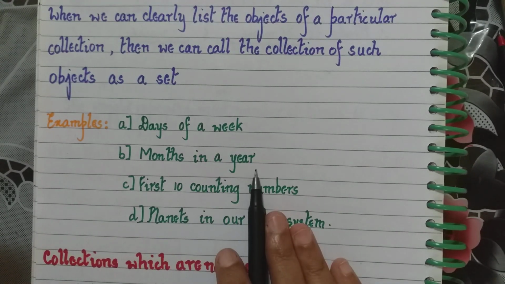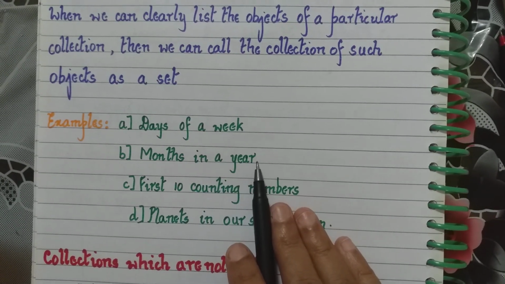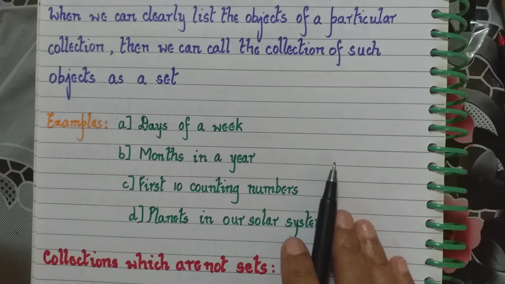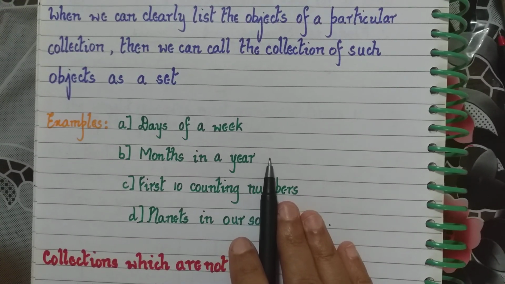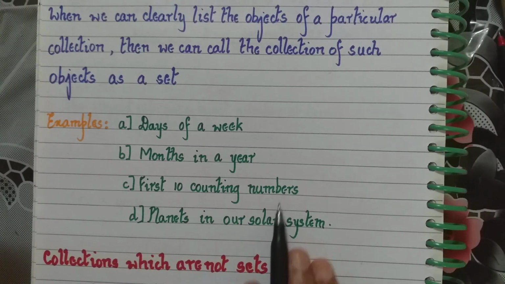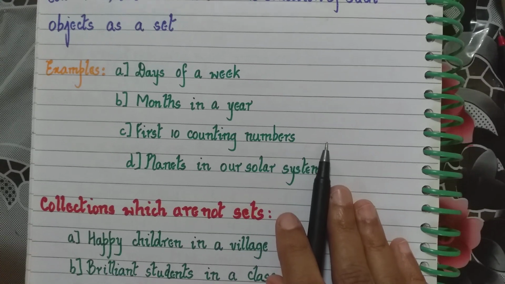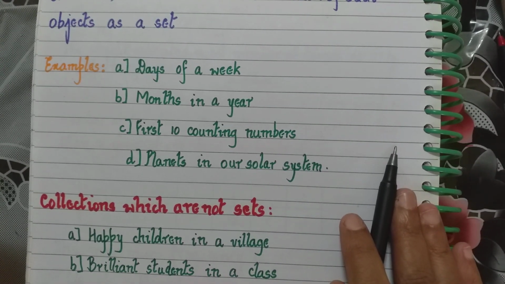Also, we talk about the months in a year. We have the months in a year starting from January, February, March, April, May, June, July, August, September, October, November and December. When we talk about the first 10 counting numbers, we have numbers from 1 to 10, which we can list as 1, 2, 3, 4, 5, 6, 7, 8, 9 and 10.